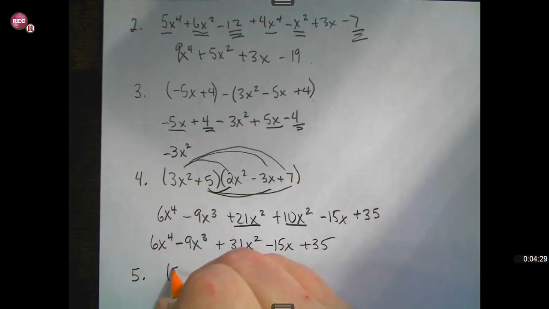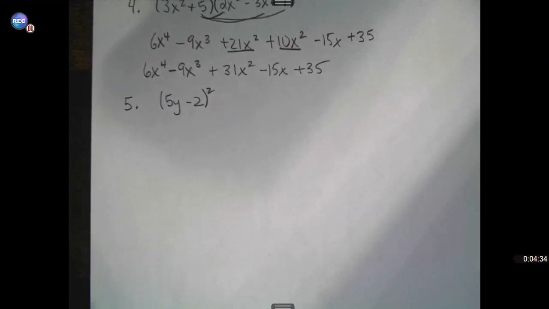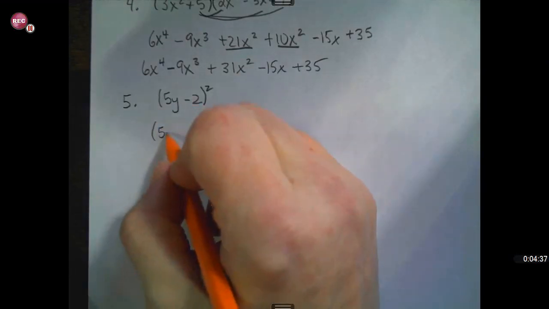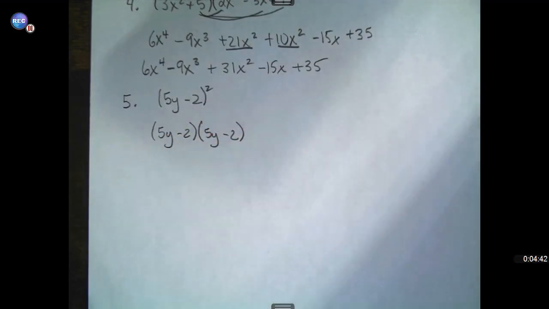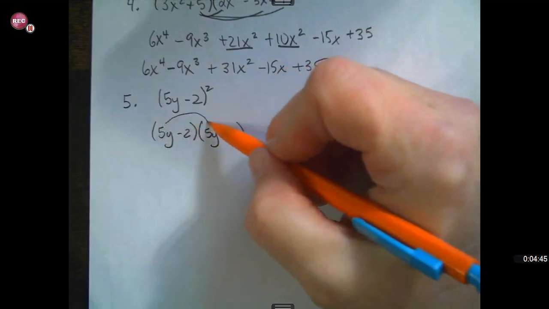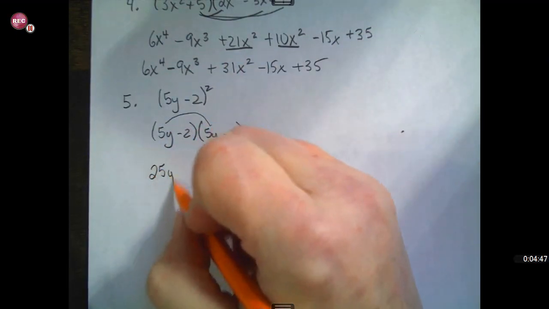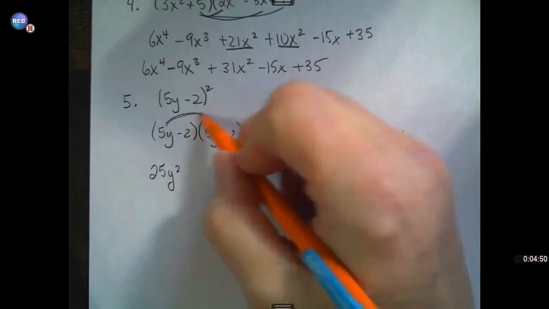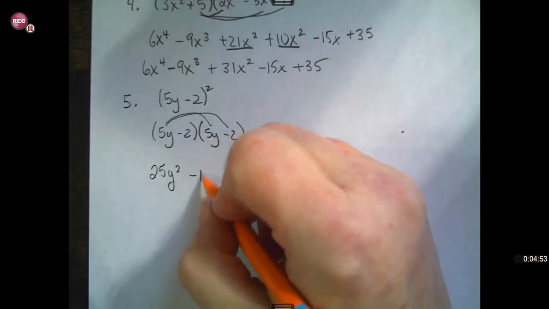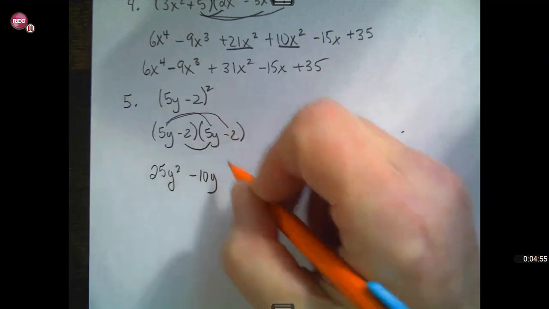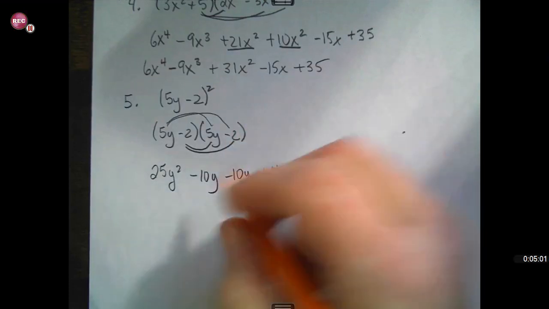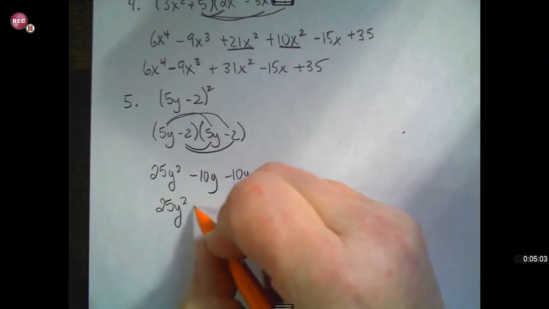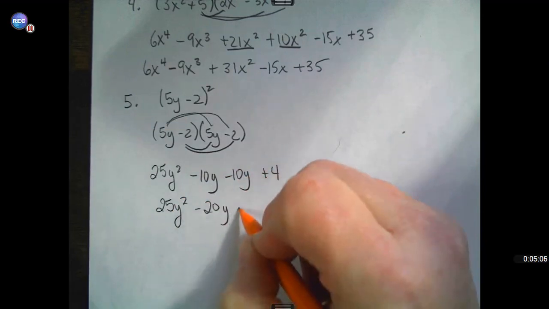Number 5 has the quantity 5y minus 2 squared. Remember, that means the quantity 5y minus 2 times the quantity 5y minus 2. And again, we just employ the distributive property. This times this is 25y squared. And then that would give me minus 10y. That's going to give me minus 10y. And then plus 4. And then we add like terms there in the middle. 25y squared minus 20y plus 4.